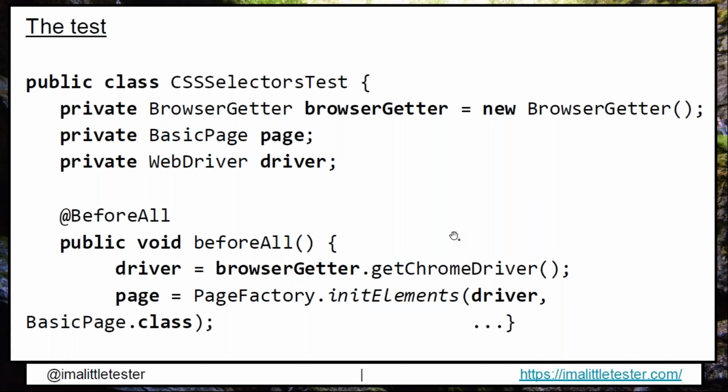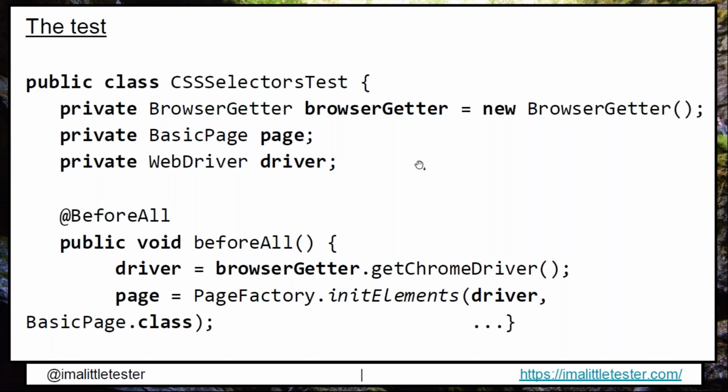So before I do anything else, in my @BeforeAll annotated method from JUnit, I will just initialize the browser and I will store the browser into a WebDriver variable called driver. So in my beforeAll method, first I open the browser by saying driver equals BrowserGetter.getChromeDriver. So I'm just opening the browser.